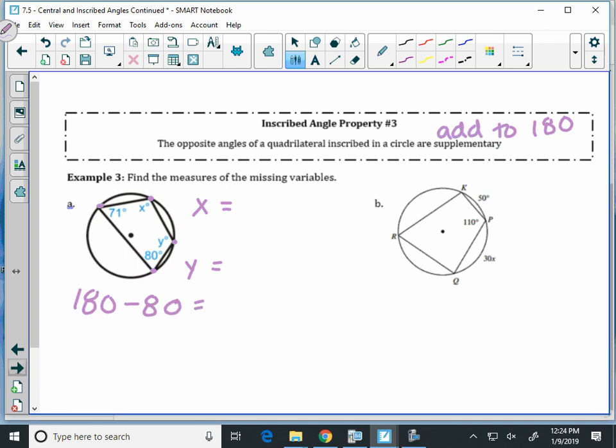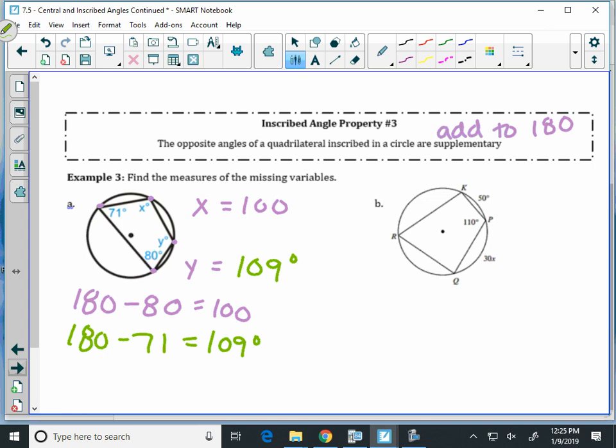What is 180 minus 80? 100. And you can double check. 100 plus 80 gives us 180. We're good. So to find y, we do the same thing. What angle is across or opposite of y? 71. So you do the exact same thing. You just do 180 minus 71, and that will give you y. What is 180 minus 71? What is it? 109. So the measure of y is 109 degrees.